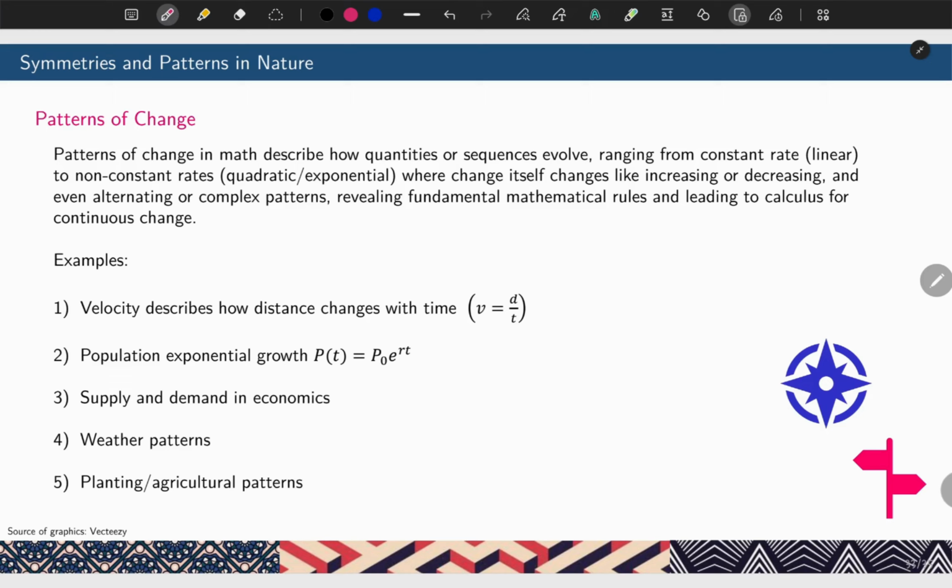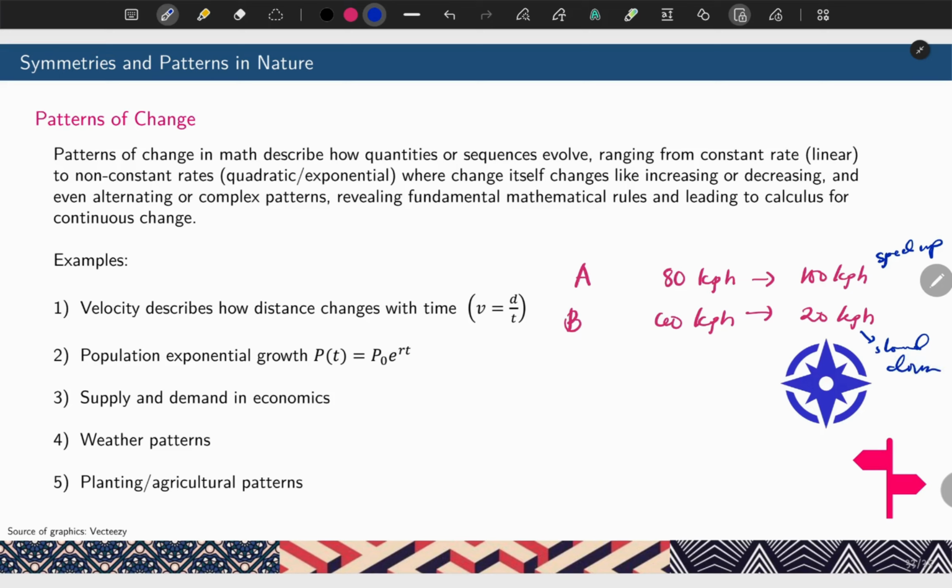For example, number 1, velocity describes how distance changes with time. If the velocity of car A is 80 kilometers per hour, and then car B, 60 kilometers per hour, and then after an hour, car A becomes 100 kph, kilometers per hour, and then car B, 20 kilometers per hour. What did happen to both cars? Car A sped up while car B slowed down.